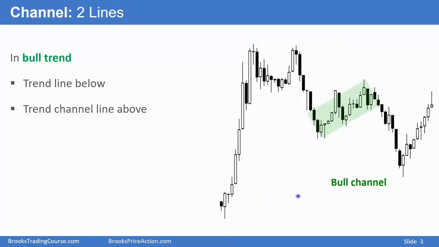Let's look at this bull channel for a second. There's a line below and a line above. In a bull trend, the line below is the trend line. In a bear trend, the line above is the trend line. In a bull channel, a bull trend, the line above is the trend channel line. Bull channel, we have 2 points so we can draw a line. This is the bull trend line. 2 points, we can draw a line at the top of the bull channel, and that is the channel line.